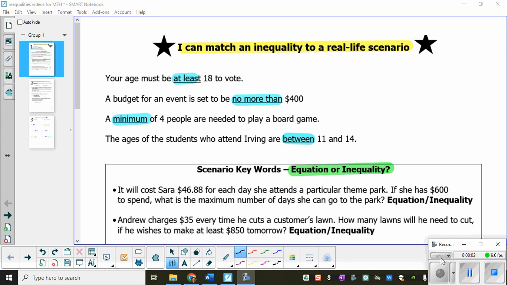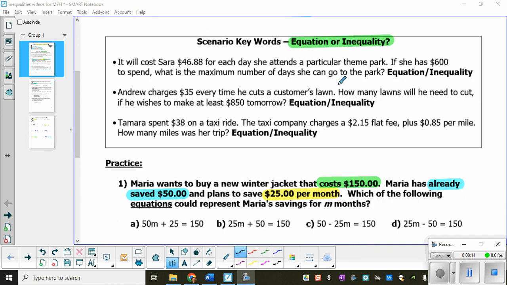Hey everybody, welcome to today's video where we're going to be focusing on how to match an inequality to a real life scenario. What I mean by matching an inequality to a real life scenario is actually kind of down here where we have a problem and then we've got multiple choice options for matching those. So that's what I mean by matching.